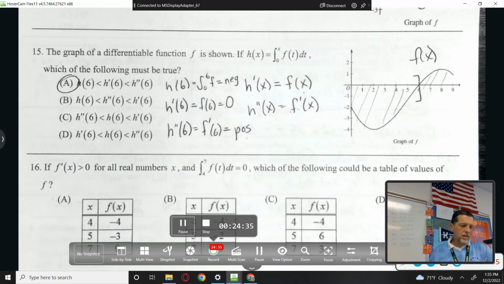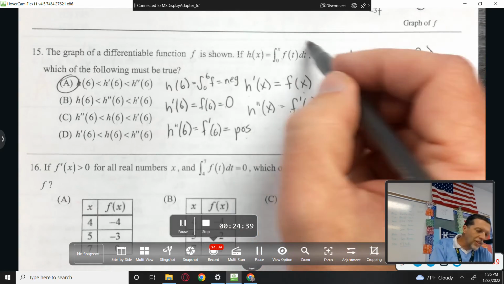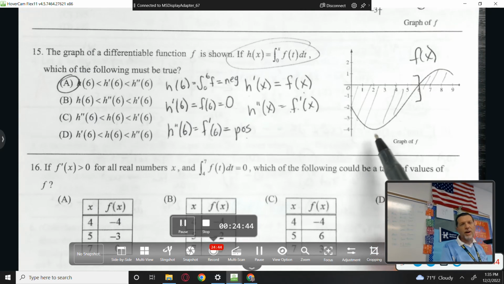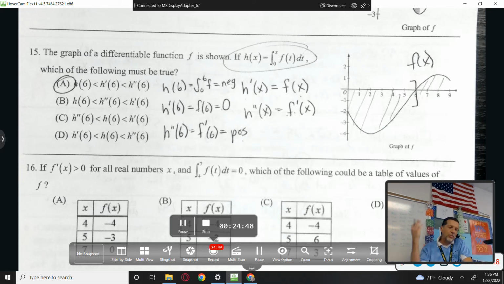I hadn't seen one quite like that. They usually do it without this on there, and then you end up looking for the concavity of one of the spots. And it's kind of the same deal of, is it concave up or concave down, and that tells you if the second derivative is positive or negative.